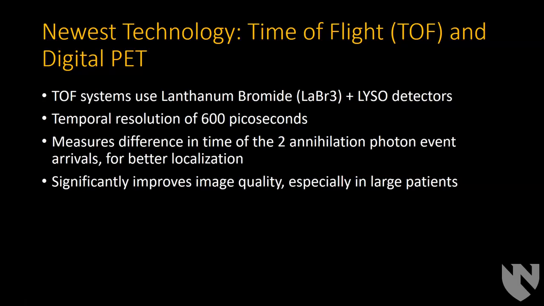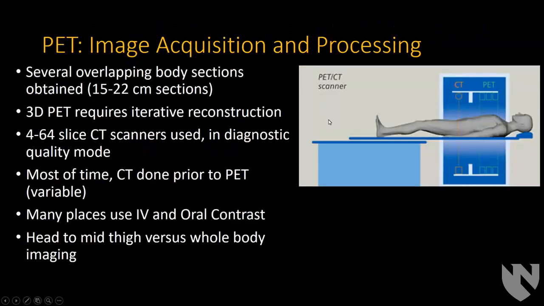These detectors are fast enough that not only can you say the decay occurred somewhere along the line between the two detectors, but they can also tell slight differences in the time of detection. You can say it probably occurred in the middle 10% of the line, figuring out where along that line it was more likely to have occurred based on the slight differences in arrival time. And this really improves resolution, especially in large patients.